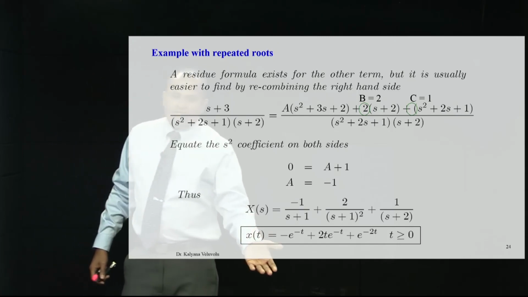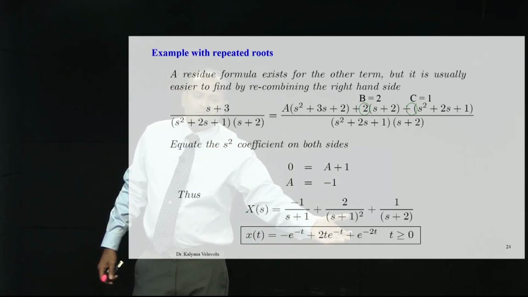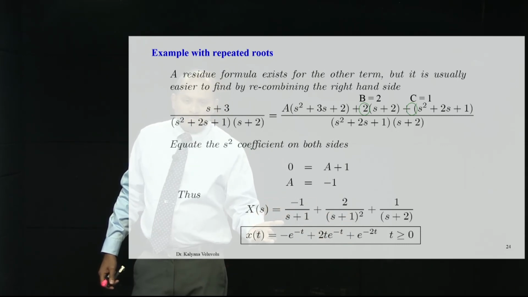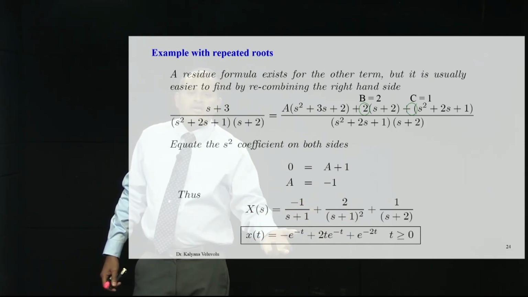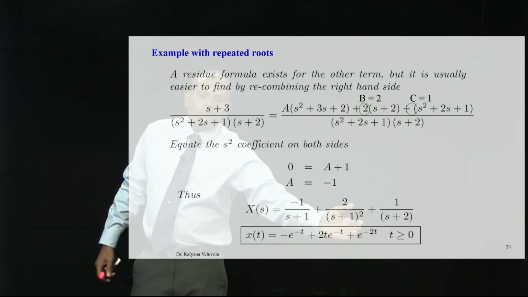So, x of t will be e power minus t plus 2t e power minus t plus e power minus 2t. 1 by s plus 1 is e power minus t, 1 by s plus 1 whole square will be t e power minus t, and 1 by s plus 2 will be e power minus 2t.